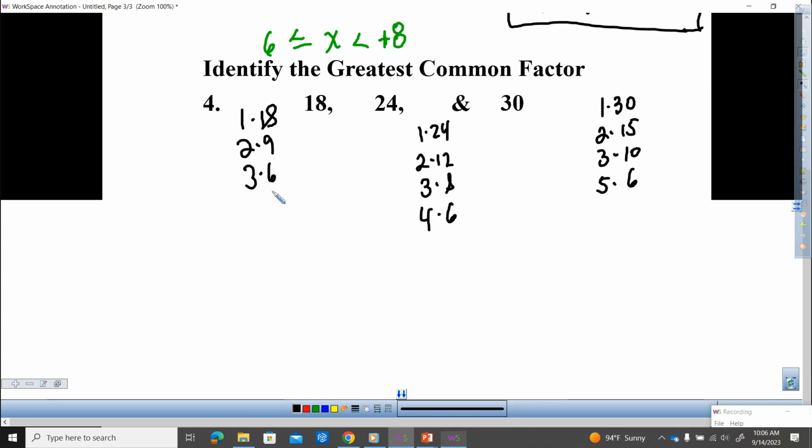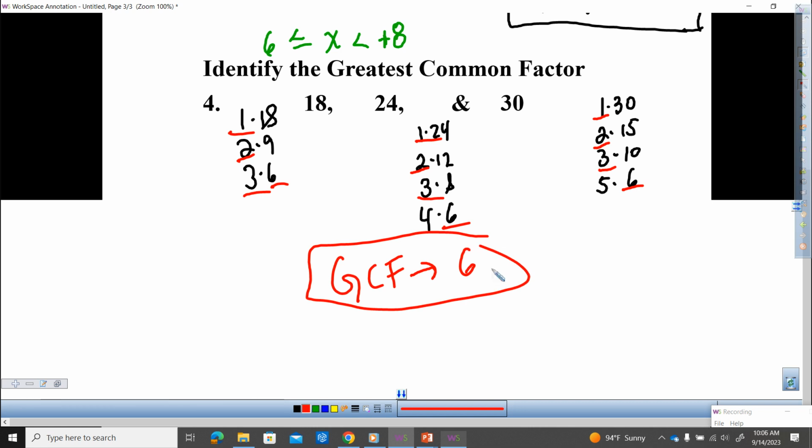Yes? All right. So do they all have the smallest one, which is 1? Yes. How about 2? Yes. How about 3? Yes. How about 4? 5? 6? Yes. And that would be the greatest one. So GCF is 6. Hands, if you got that by yourself. All right. So far, so good.